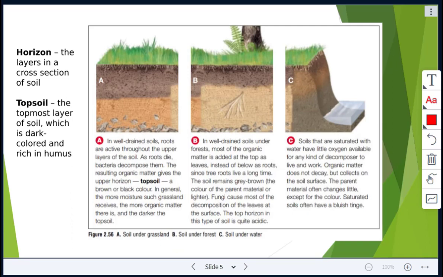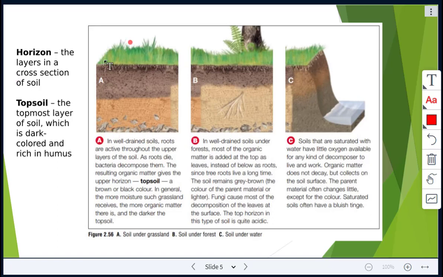All right, looking at this diagram here, when I speak of a horizon, I'm speaking of the layers in a cross section of soil. If we dig straight down, we're looking at a cross section of soil, and that's called the horizon. The topsoil is the topmost layer of the soil. It's dark colored and rich in humus.